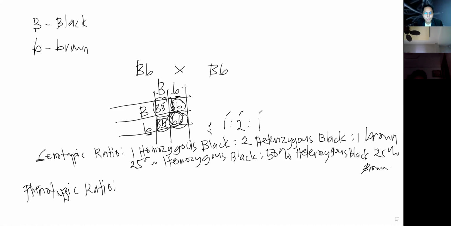Of course, you can actually observe this one as black. Heterozygous black is also black, and homozygous black is black. So 3 black. You will not identify them as homozygous or heterozygous as long as the appearance is black. The 3 of them are all black. This one is not considered black, correct? 1 brown.